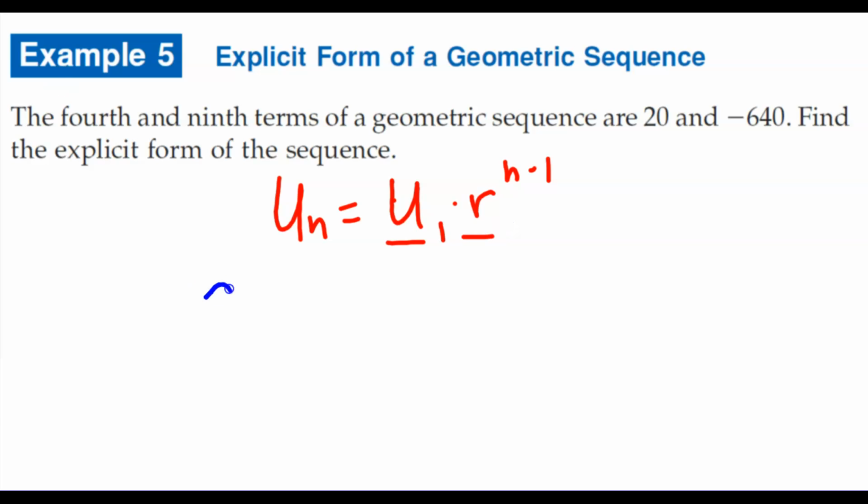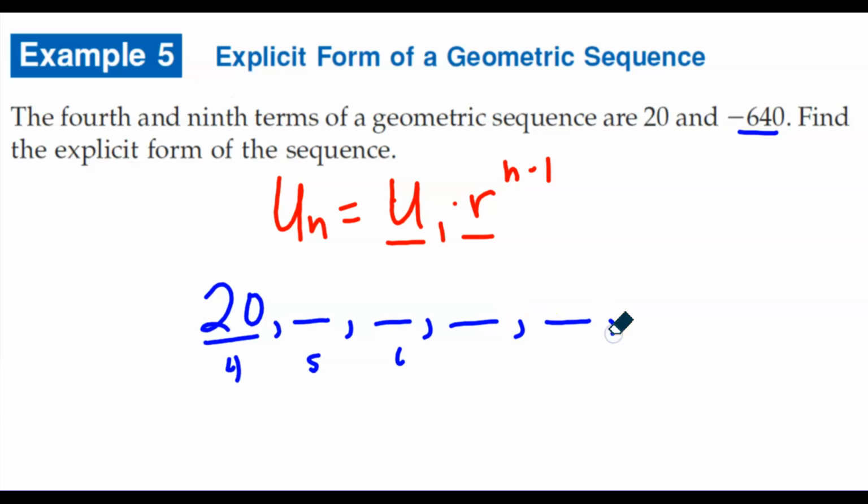So there are several ways to do this. Here is what I think is the easiest way. The 20 is the fourth term, negative 640 is the ninth term. So 20 is the fourth term. That makes this the fifth, sixth, seventh, eighth, and then the ninth term is negative 640.